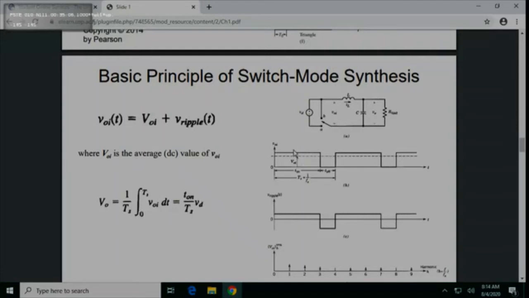This is a common DC-DC converter, buck boost converter. If you have 5 volts, now you want to step it up to 10 volts. This is a common process that we use.